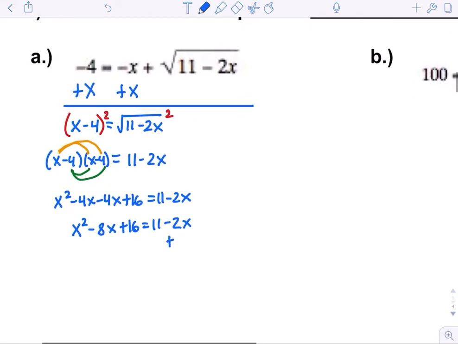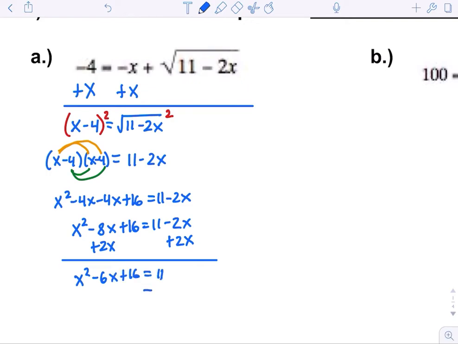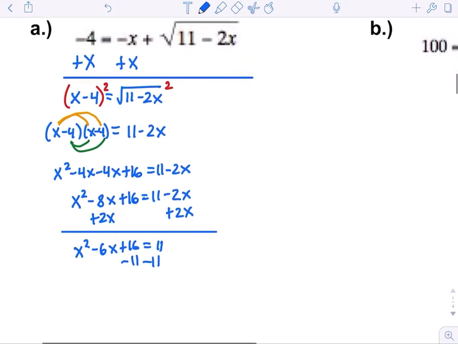And now we just gotta set the equation equal to 0. So I am just gonna move everything to the left-hand side. So add 2x to both sides. -8 plus 2 is -6x plus 16 equals 11. Minus 11 to both sides.